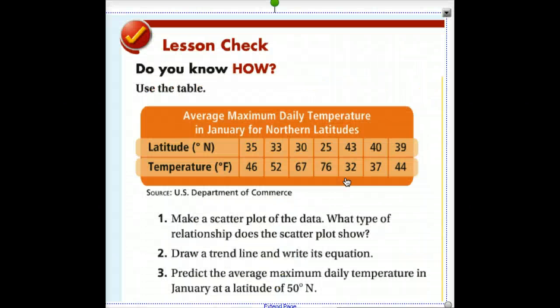All right, all I'd like you to do for class is complete problems 1, 2, and 3 of the lesson check. You're making a scatter plot of the data, telling me what type of relationship there is, drawing a trend line, writing its equation, and using your equation, predict the average maximum daily temperature in January. You might need to go back in your books and look at problem 2 to see how we use our trend line to make a prediction.